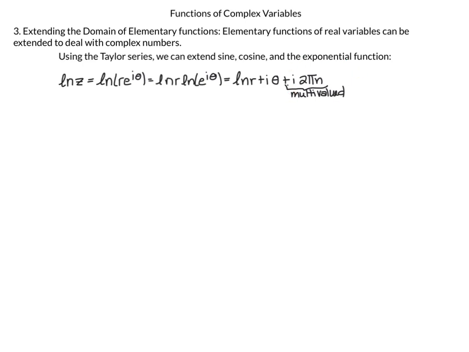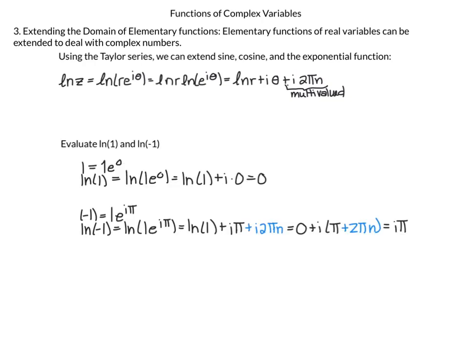I want to point out that the logarithm is a multi-valued function, so you get the same answer if you add i 2 pi n, again because e to the i theta is periodic. So you can add i 2 pi or i 4 pi or i 6 pi. That's what the n is for. n is not a constant, n is an integer, sorry.